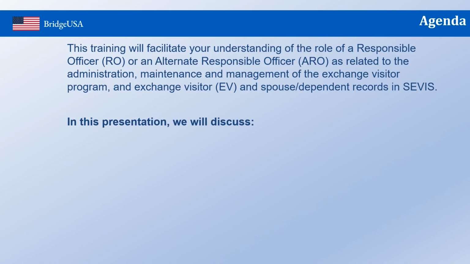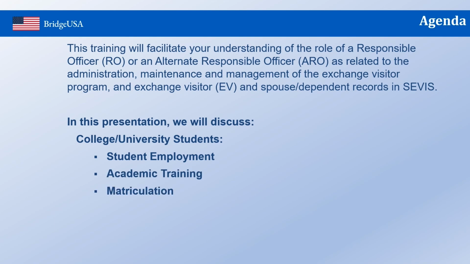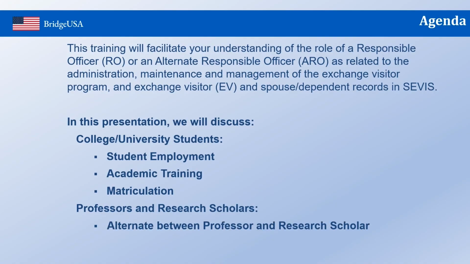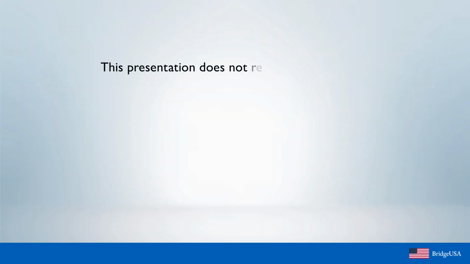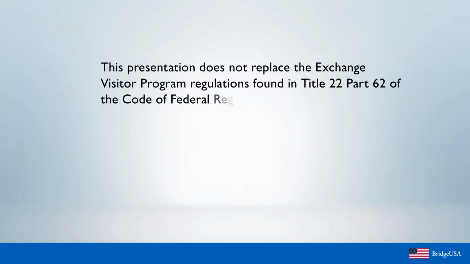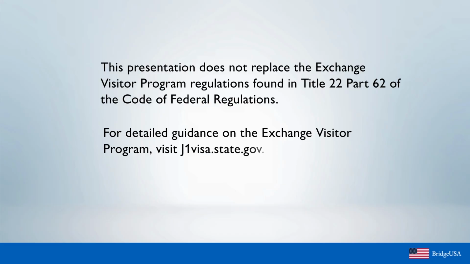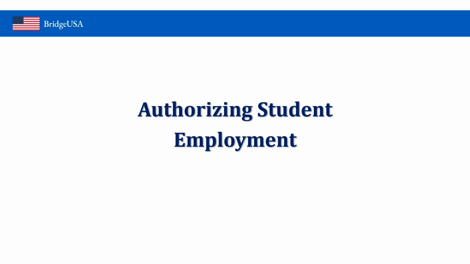In this presentation, we will discuss three functions available for the college, university student category: student employment, academic training, and matriculation. We'll also discuss two functions for research scholars and professors: alternate between professor and research scholar, and create out-of-country record. This presentation does not replace the Exchange Visitor Program regulations found in Title 22, Part 62 of the Code of Federal Regulations. For detailed guidance on the Exchange Visitor Program, visit j1visa.state.gov.